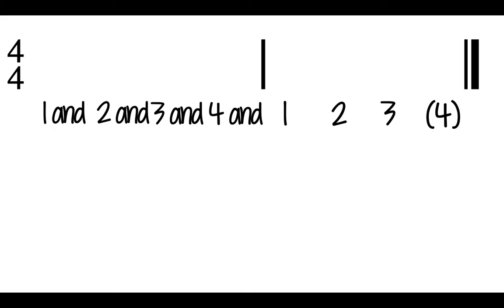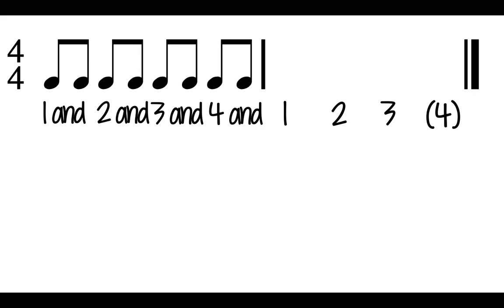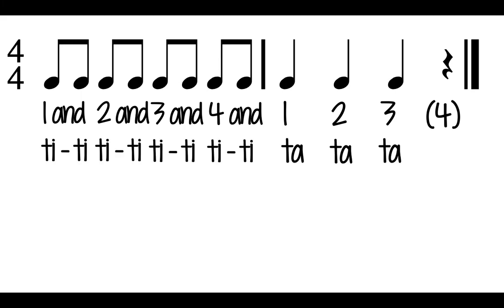And let's do one more. Go ahead and pause it if you need some time. One and would be a TT. 2 and, 3 and, 4 and, 1, 2, 3. Our say way sounds like this. T, T, T, T, T, T, T, T, ta, ta, ta.